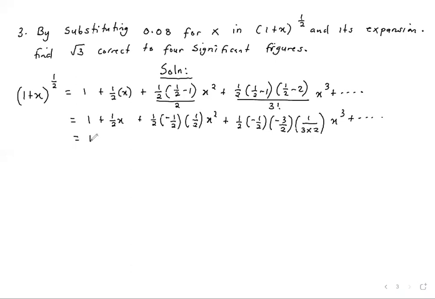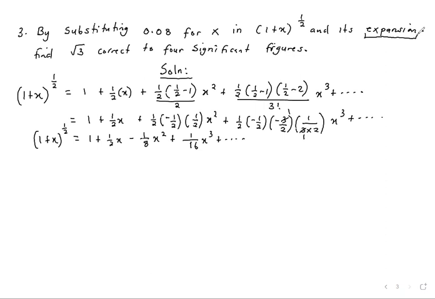So this is the same as 1 plus half x minus 1 over 8 x squared plus 1 over 16 x power 3. Since 3 here, 1, 3 there, 1, so we have 1, 2, 3, 4 twos. So 2 by 2 by 2 by 2, that's 16. So this is the expansion. Remember, it's the expansion.